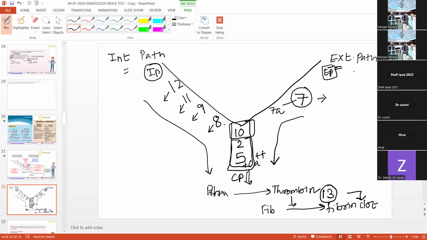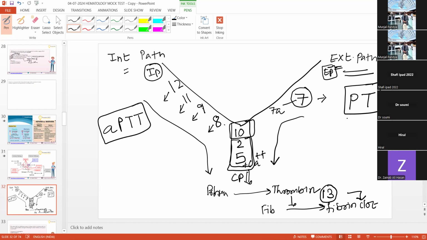Now, this extrinsic pathway, how do you monitor it? By one test called PT, prothrombin time. How do you monitor the intrinsic pathway? It is called APTT, activated partial thromboplastin time. So if something is wrong in the PT, never ever think of factor 8, because factor 8 is not in the extrinsic pathway. Extrinsic means PT, intrinsic means PTT.